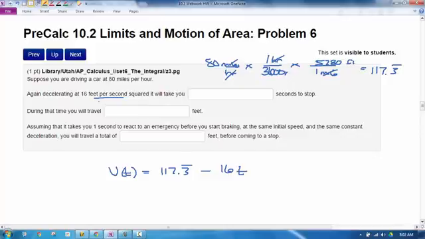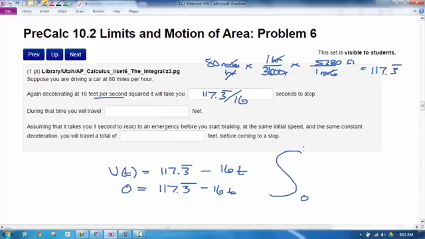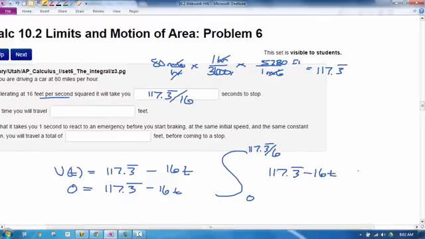Now, the first question asks how long it will take you to stop. That's where the speed is 0. So just solve this simple equation, and obviously you're going to get 117.3 repeating divided by 16. And then during that time you'll travel how many feet? Well, we're going to take the integral from 0 to 117.3 repeating over 16 of this equation, 117.3 repeating minus 16t, in terms of t.